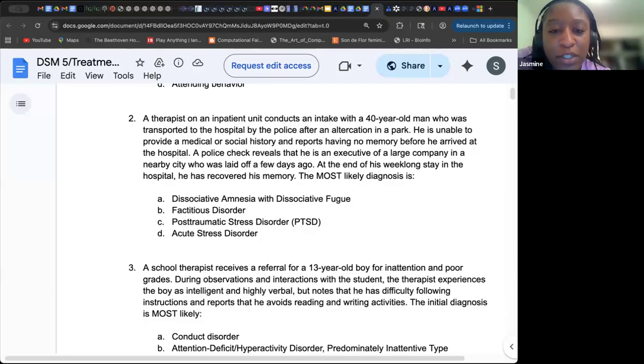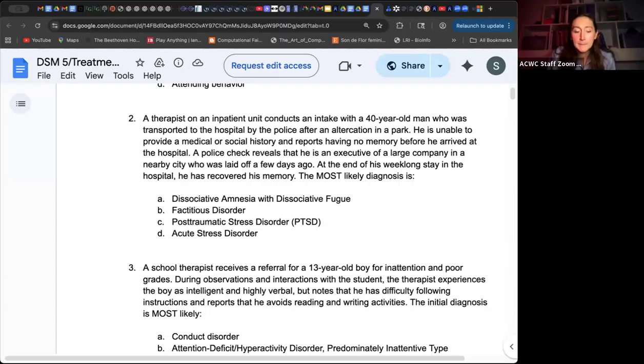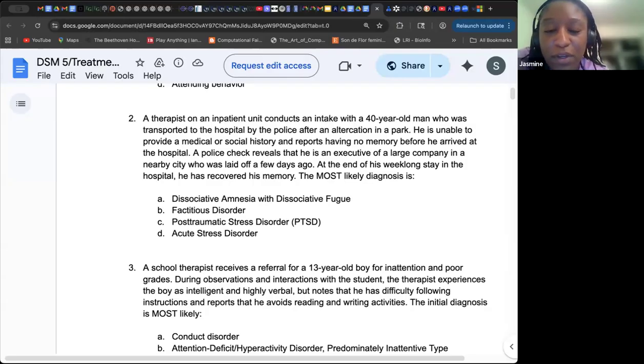So there's a patient on an inpatient unit coming in for an intake with a therapist, who came by police after some altercation. He cannot provide medical or social history, and he has no memory before he arrived. He's an executive who was just laid off. And then at the end of the hospital stay, he has recovered his memory.